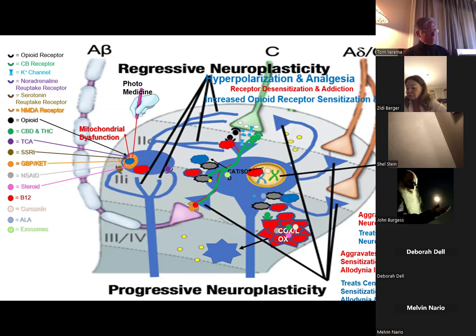Opioids by themselves have proven to worsen the pain because you end up with drug addiction. And we're going to learn that in the coming slide, because they lead to oxidative stress.